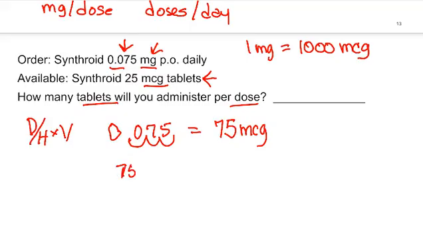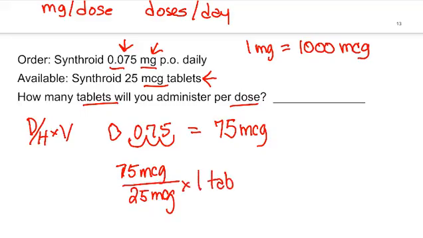My pen is giving out. And what do I have? I have 25 micrograms times 1 tablet. Go over to my calculator and I'm going to do 75 divided by 25 equals 3. 3 what? 3 tabs. My final answer.